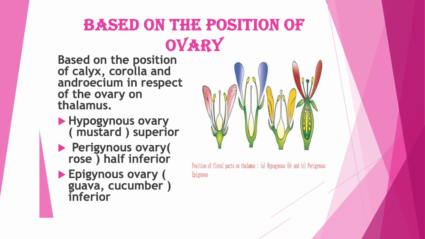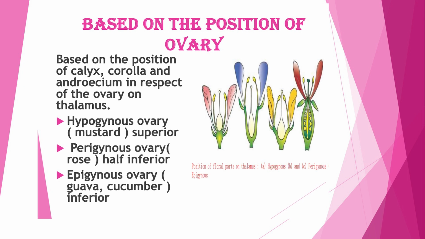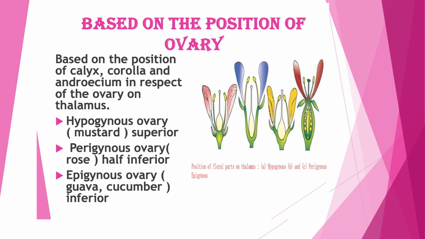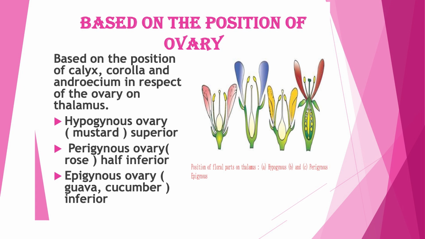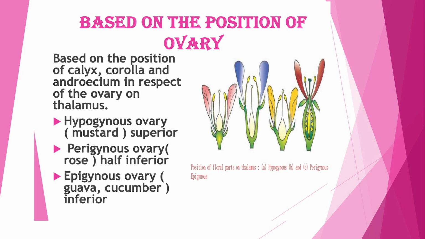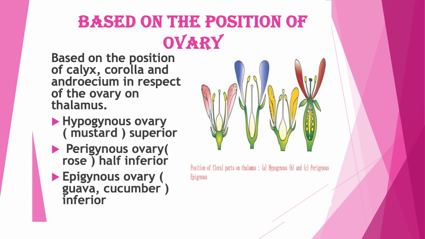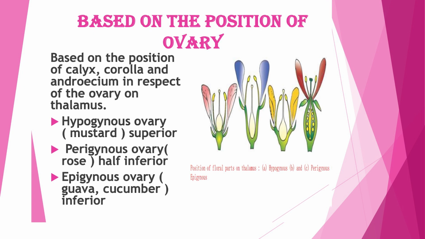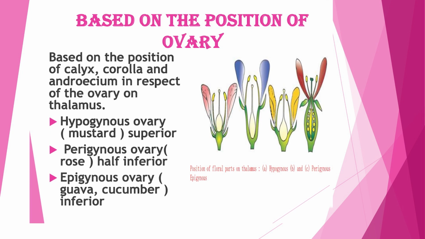And finally, epigynous flowers. In epigynous flowers, the margin of thalamus grows upward, enclosing the ovary completely and getting fused with it. The other parts of flower arise above the ovary, hence the ovary is said to be inferior. You must have seen such flowers in guava, cucumber and the ray florets of sunflower.